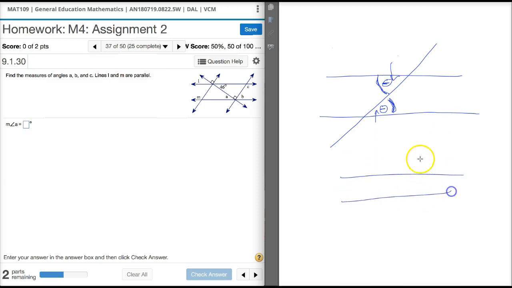So if I had this situation here, and let's say this angle was 30 degrees, then I know that this angle here, going from there to there, would be 30 degrees if this one is 30 degrees. Okay.